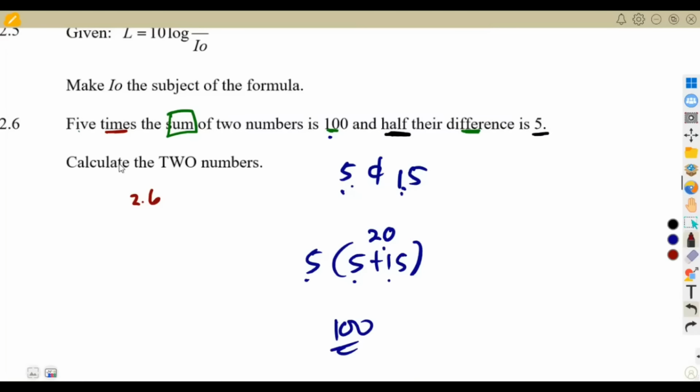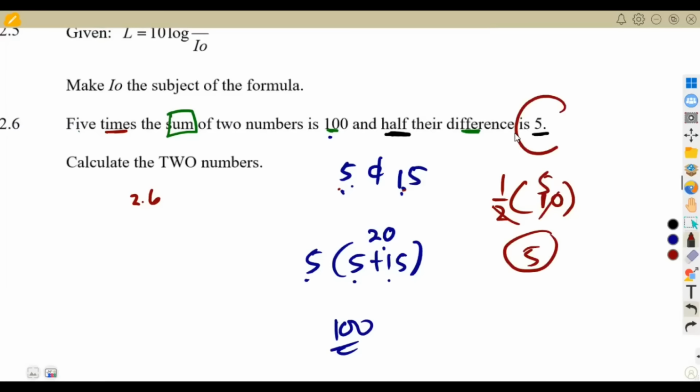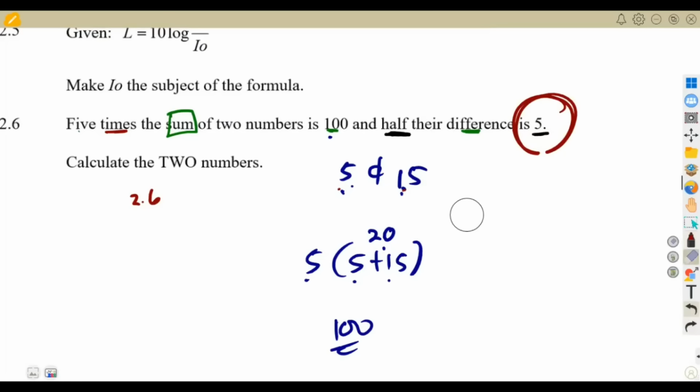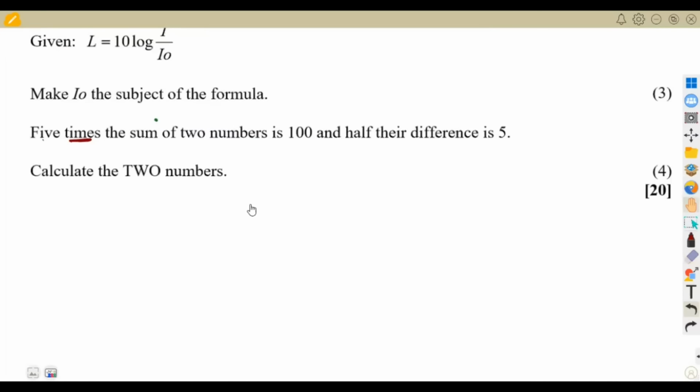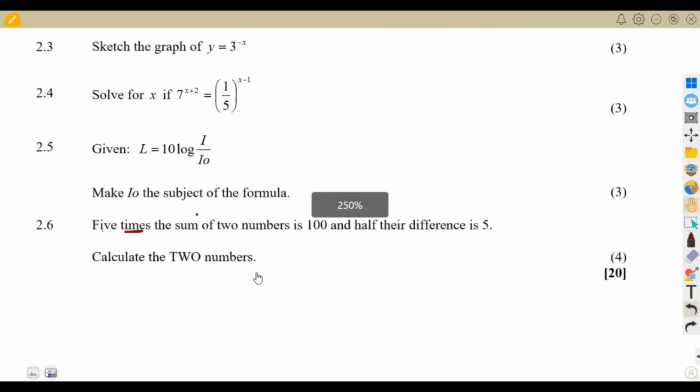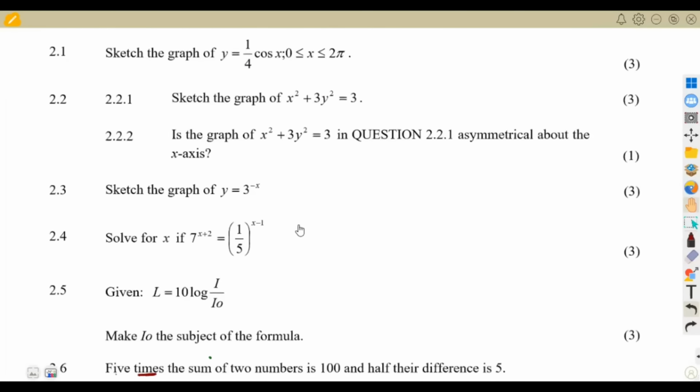The same thing, they're saying half the difference. So it's half of the difference, where we subtract the bigger number minus the smaller number. That's 15 minus 5, which gives us a difference of 10. Half of 10 is 5. So they are saying the difference is 5. If you see, it makes sense with what we are given. It must be the same condition. You must be able to substitute those values to see if they correspond to the statement that you are given, and also in your simplification.